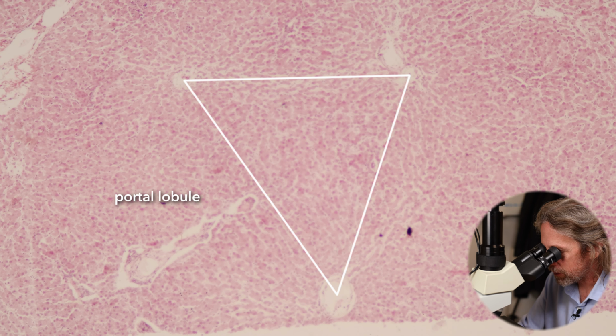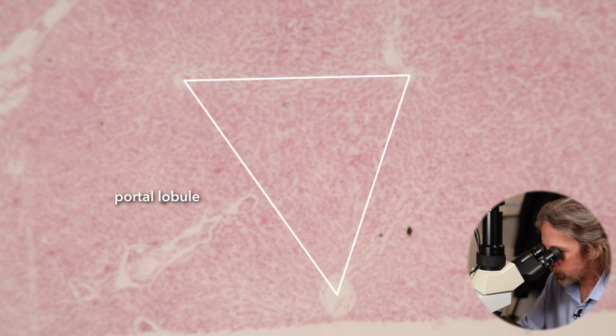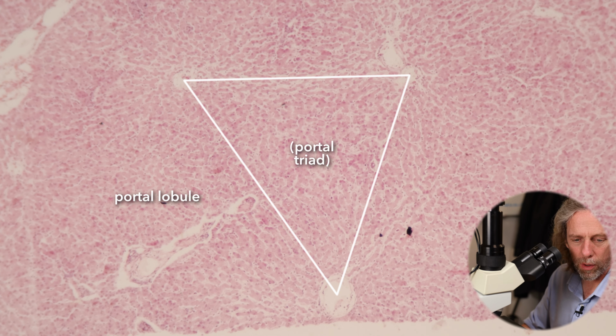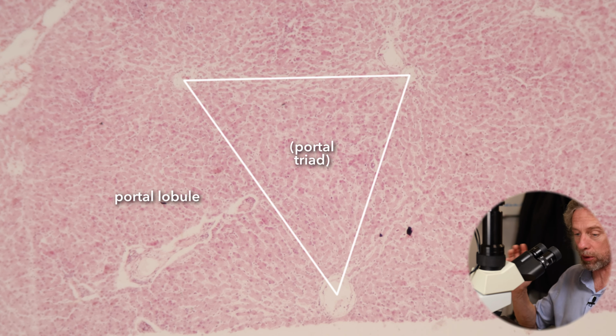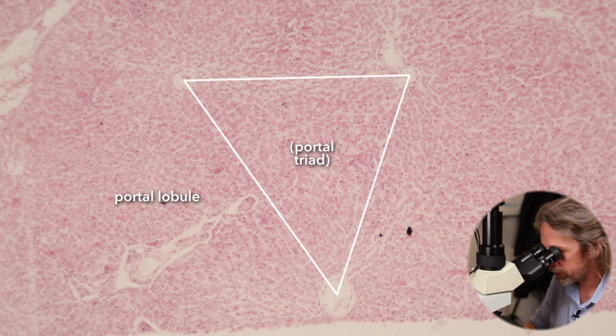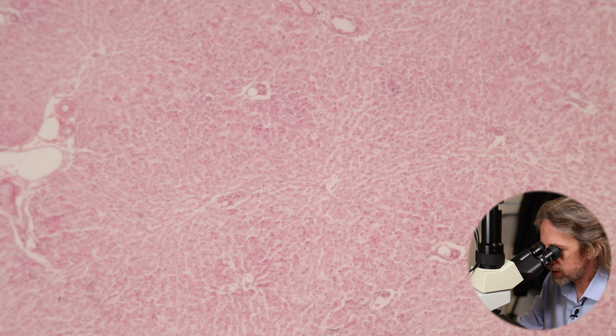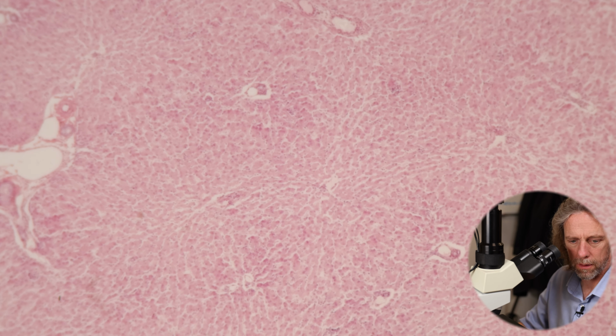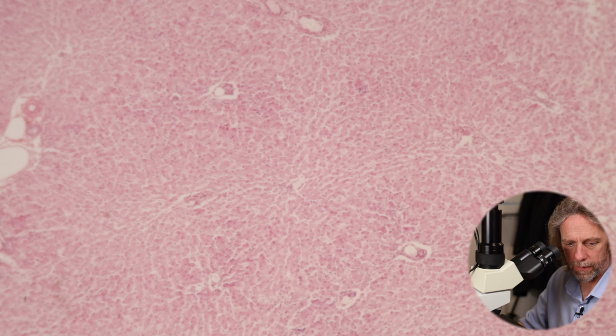Can you see there, though? If I can focus this. You've got three central veins, and they're making a triangle. And there should be a portal triad in the middle. That's your portal lobule. Let's see if I can find a better one. Yeah, that's actually a reasonably good hepatic lobule there.